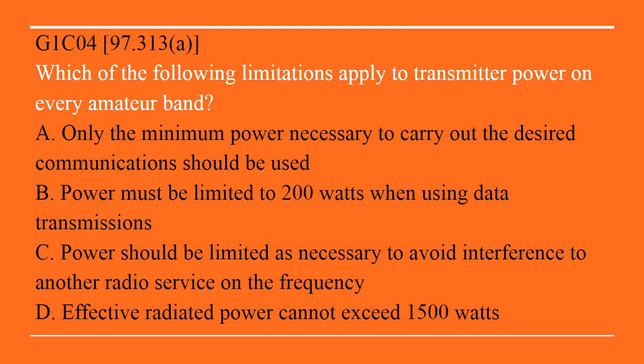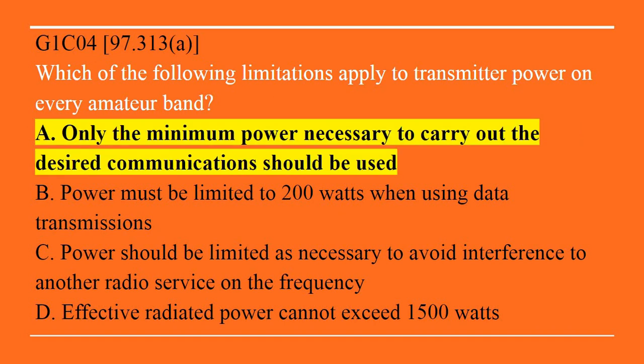G1C04, which of the following limitations apply to transmitter power on every amateur band? A. Only the minimum power necessary to carry out the desired communications should be used. B. Power must be limited to 200 watts when using data transmissions. C. Power should be limited as necessary to avoid interference to another radio service on the frequency. Or D. Effective radiated power cannot exceed 1500 watts. Correct answer is A. Only the minimum power necessary to carry out the desired communication should be used.